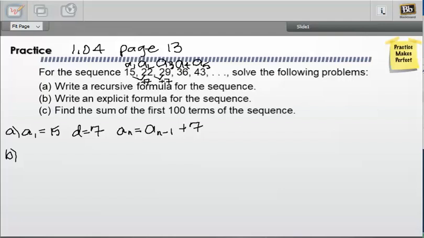For the explicit one, we've got A sub n equals, here again, I picked the wrong monitor. I'm going to take that first term, I'm going to add to it the difference, and then n minus 1.